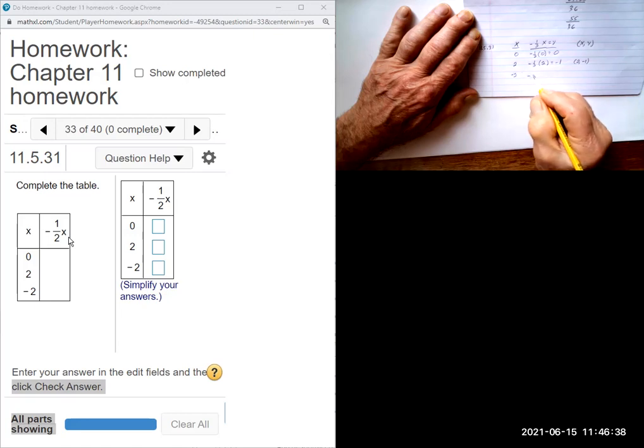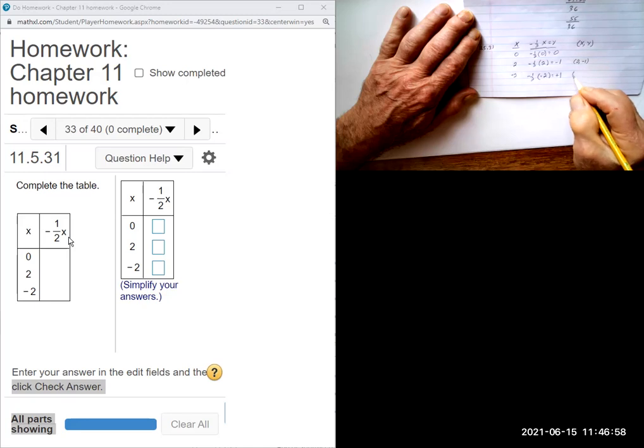Lastly, in the expression -1/2 x, again for safety, replace the x by a parentheses, and inside the parentheses put minus 2. When we multiply two negatives, we get a positive, and 1/2 times 2 is a 1. So what we know is that when the x value is -2, the y value is +1.